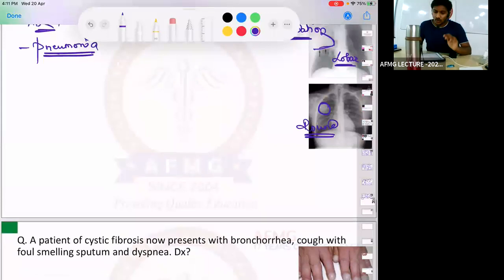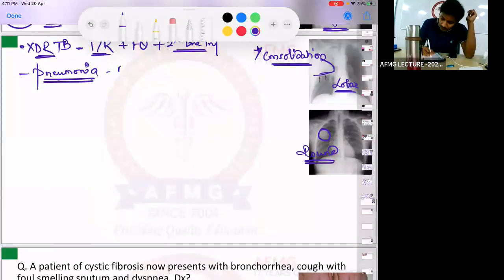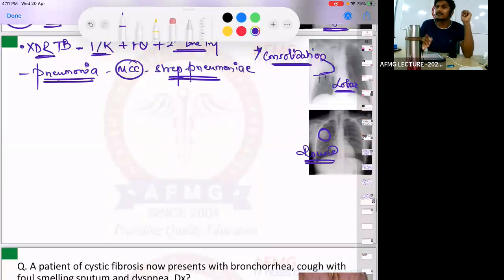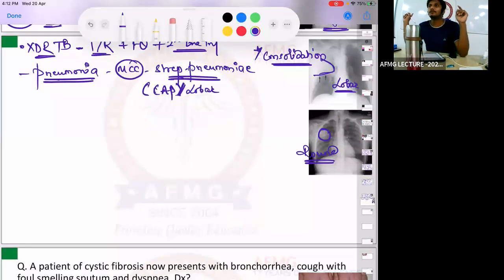Can anybody tell me most common cause of pneumonia overall? Most common cause of pneumonia is Streptococcus pneumonia, also known as pneumococcus. Most common cause of community acquired pneumonia, most common cause of lobar pneumonia, most common cause of round pneumonia, Streptococcus pneumonia.